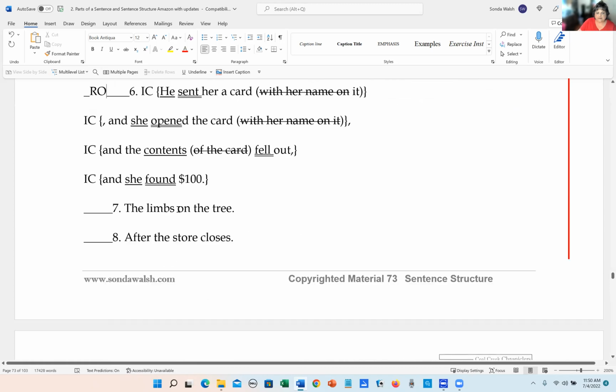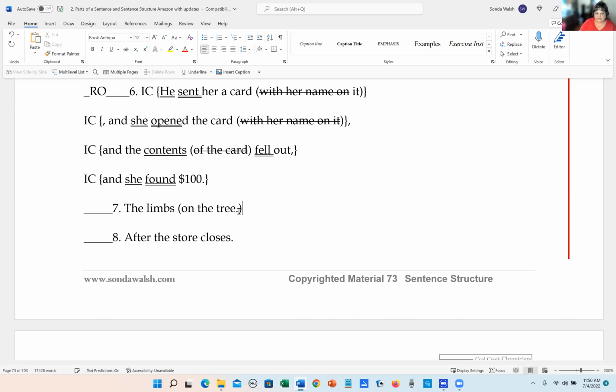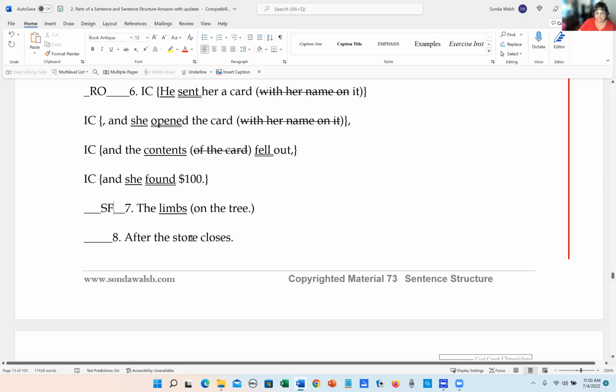Okay, number 7, I find my prepositional phrases on the tree. I find a subject, the limbs, underline that once, and I don't have a verb. So if I don't have a subject and a verb, it is a sentence fragment. Okay, number 8, I have store is my subject, closes is a verb, underline that twice. So I'm going to put my brackets around it. Since I only have one set of subjects and verbs, I only have one set of brackets.